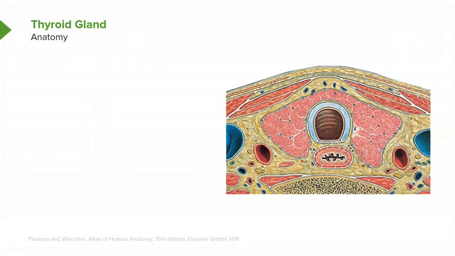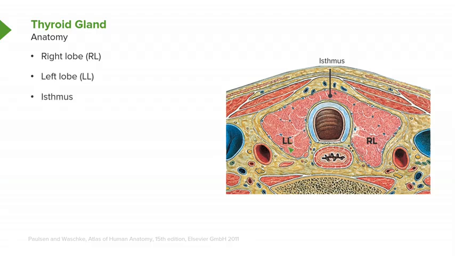So here we begin with the thyroid. And what I want you to understand here at the beginning is some really basic anatomy. First, the thyroid is made up of lobes. Here we see the right lobe. Next, we have the left lobe. And lastly, both lobes are connected by an isthmus.